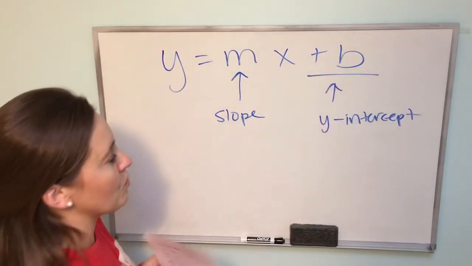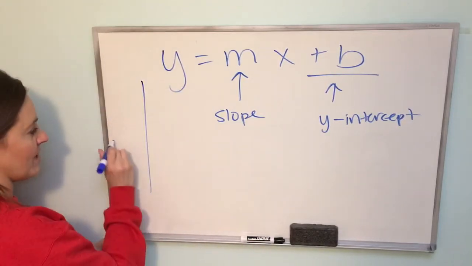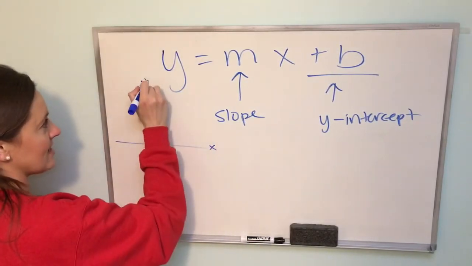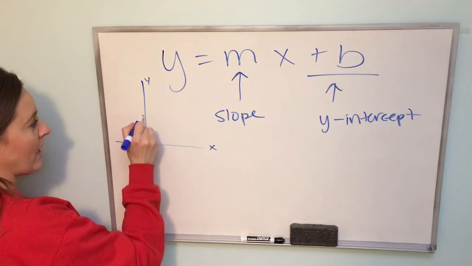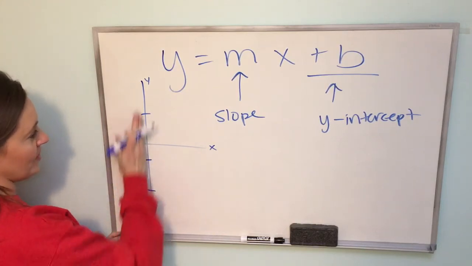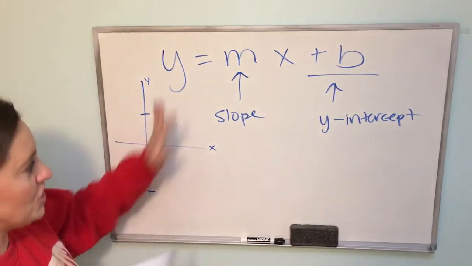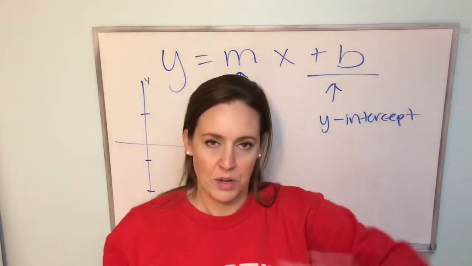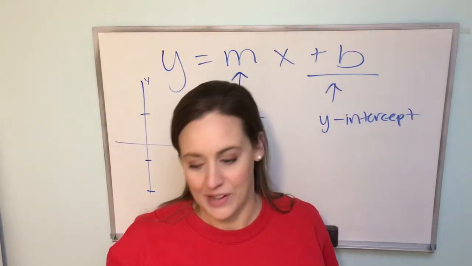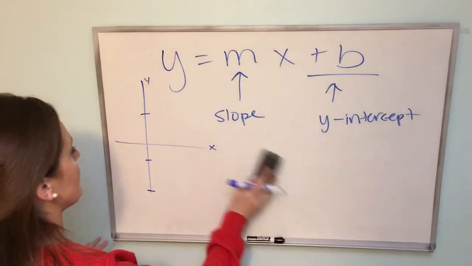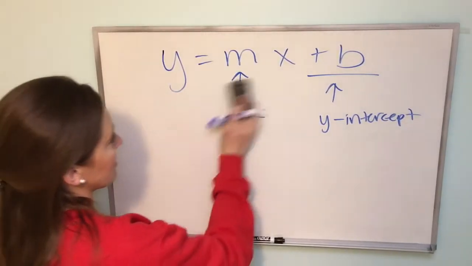The plus b is the y-intercept. That tells us, if we have a little graph, and this is our x-axis and this is our y-axis, where does the line hit on the y-axis? So with just those two pieces of information, we can graph an entire line. That's all we need. So let's look at that in terms of the equations that they gave us here.